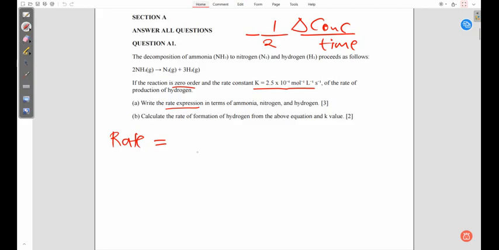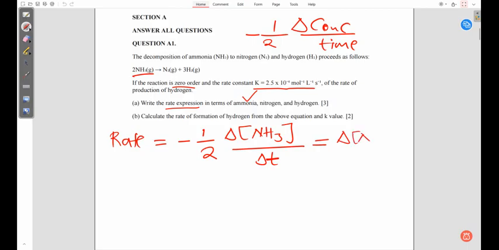So the rate in terms of ammonia is going to be negative 1 over the coefficient 2, times the change in concentration. These square brackets indicate concentration. So, change in concentration of ammonia divided by the change in time. That is for the first part. Then in terms of nitrogen, nitrogen is a product with a coefficient of 1, so it won't make a difference. 1 over 1 is just 1. So just say the change in concentration of nitrogen divided by the change in time.